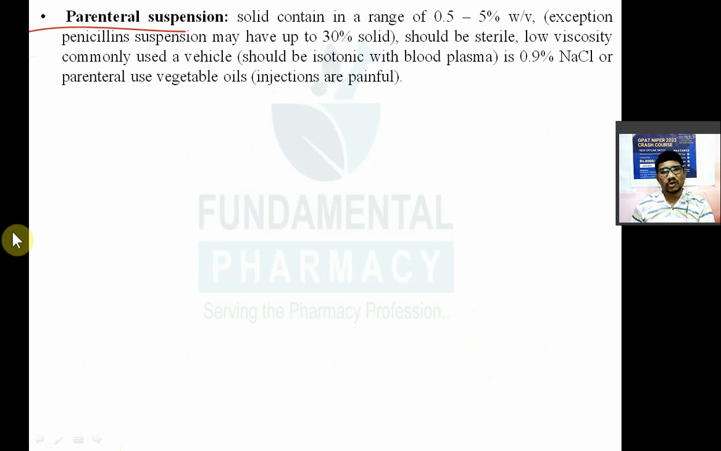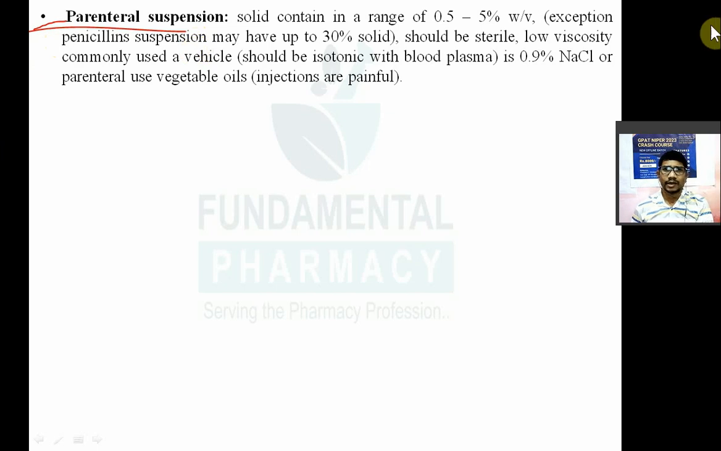What is the solid content limit of parenteral suspension? Good. The solid content present in the parenteral suspension. What does parenteral suspension mean? This is a suspension used for injection. Obviously, since it is a parenteral suspension, it should be sterile, it should be pyrogen free, and it should be prepared under aseptic technique. All the rest will be included.